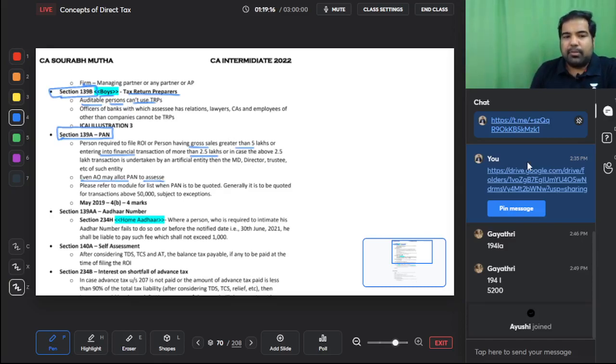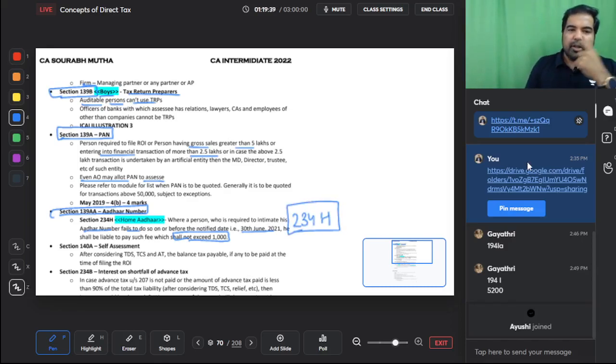And same with Aadhaar number. Here, guys, a new change has happened. Your Aadhaar needs to be intimated to the government. Your Aadhaar number has to be intimated by 30th June 2021. Otherwise, there's a penalty of maximum 1,000 rupees. So this is something that is new, and this penalty is under section 234H. How do you remember it, guys? Aadhaar gives your home address. H is home, so 234H is Aadhaar penalty of maximum 1,000.